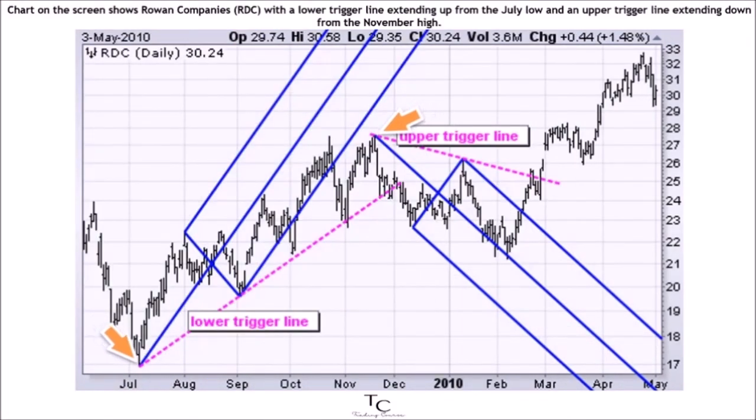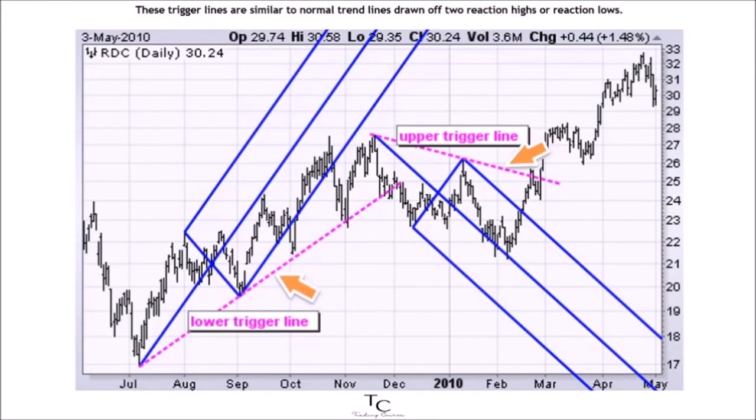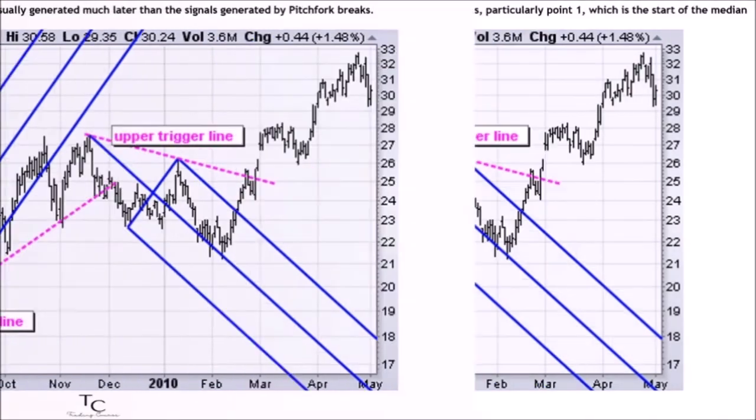Chart on the screen shows Rowan Companies, RDC, with a lower trigger line extending up from the July low and an upper trigger line extending down from the November high. These trigger lines are similar to normal trend lines drawn off two reaction highs or reaction lows. Signals from normal trend lines are usually generated much later than the signals generated by pitchfork breaks.